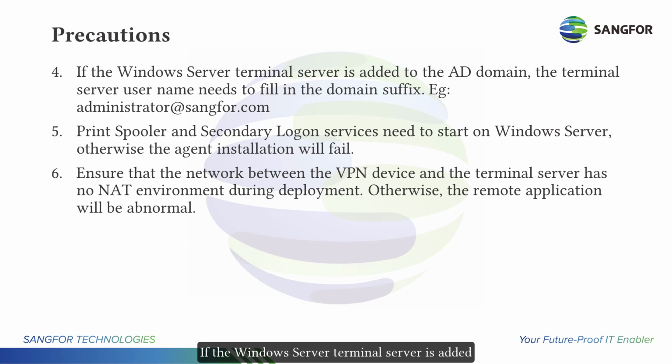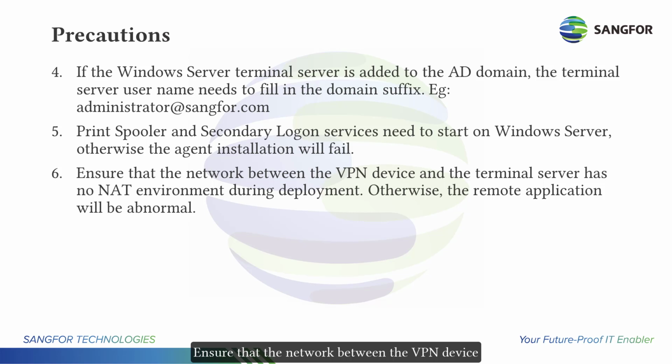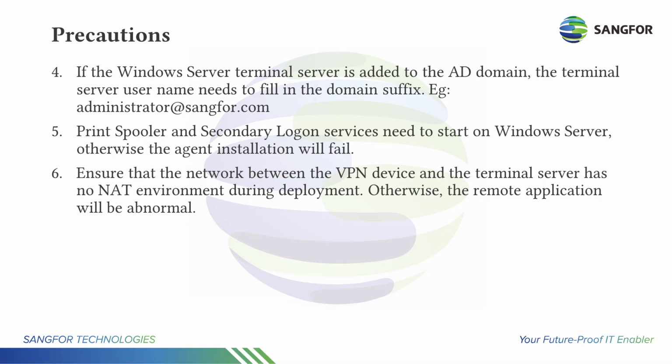If the Windows Server terminal server is added to the AD domain, the terminal server username needs to include the domain suffix. Print Spooler and Secondary Logon services need to be started on Windows Server, otherwise the agent installation will fail. Ensure that the network between the VPN device and the terminal server has no NAT environment during deployment. Otherwise, the remote application will be abnormal.